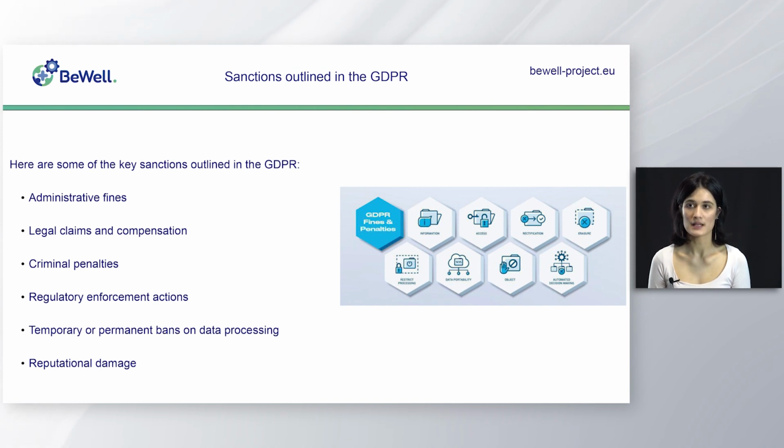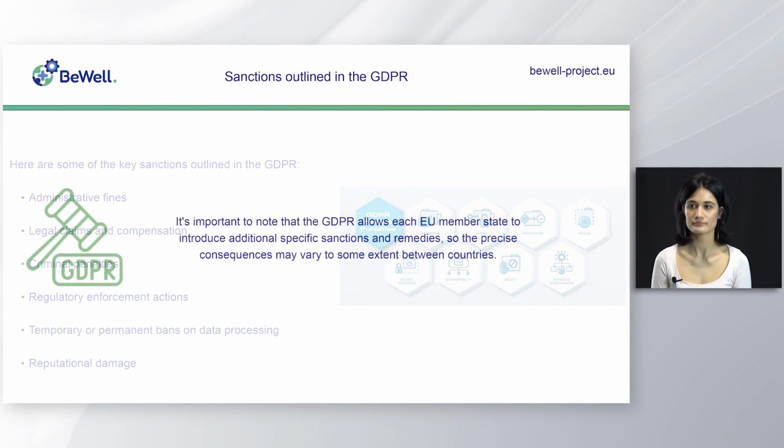Temporary or permanent bans on data processing. This means the organization may be prohibited from collecting, storing, or processing personal health data until the necessary compliance measures are implemented. Reputational damage. Data breaches or unlawful processing can result in public scrutiny, loss of customer trust, and damage to an organization's brand and reputation.